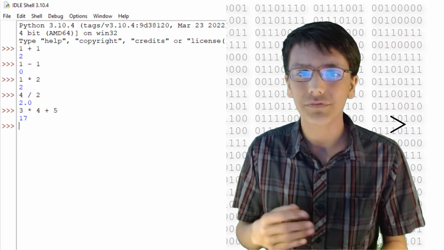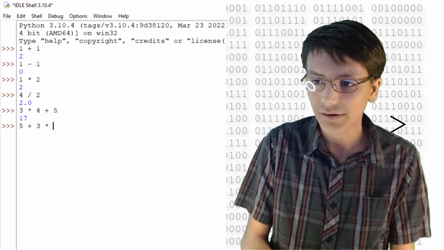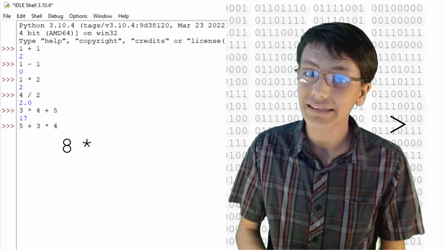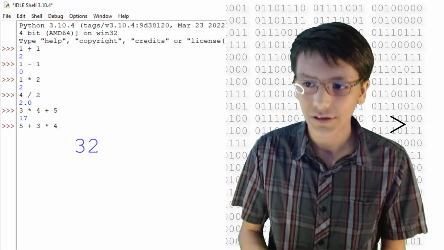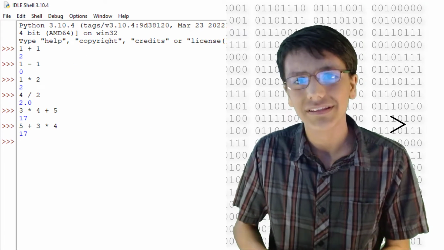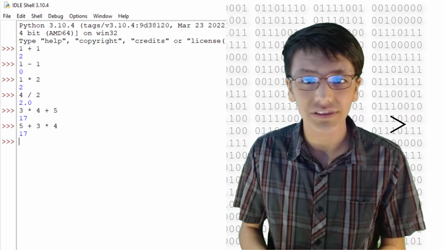Now, what happens if we flip it around? Let's try 5 plus 3 times 4. Well, this time, 5 plus 3 equals 8, and 8 times 4 equals 32. So if we press enter, we get 17. Why did we get 17? You see, Python has an order of precedence in which it does things.